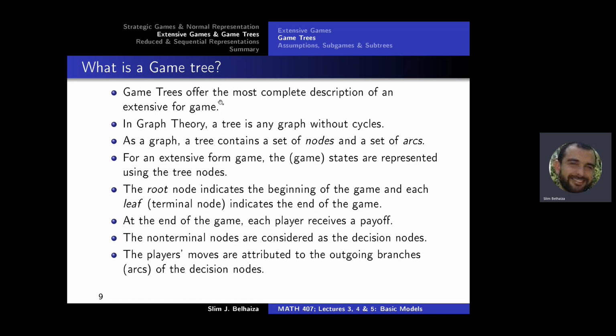Game trees, in fact, offer the most complete description of an extensive form game. And in graph theory, a tree is generally defined as any graph without cycles. So as a graph, a tree contains a set of nodes and a set of arcs. And for extensive form games, the game states are represented using the tree nodes. So the root node, for instance, indicates the beginning of the game, and each leaf or terminal node indicates the end of the game. And at the end of the game, each player would receive a payoff. The non-terminal nodes are considered as decision nodes for our players, and the players' moves are attributed to the outgoing branches or arcs from these decision nodes.